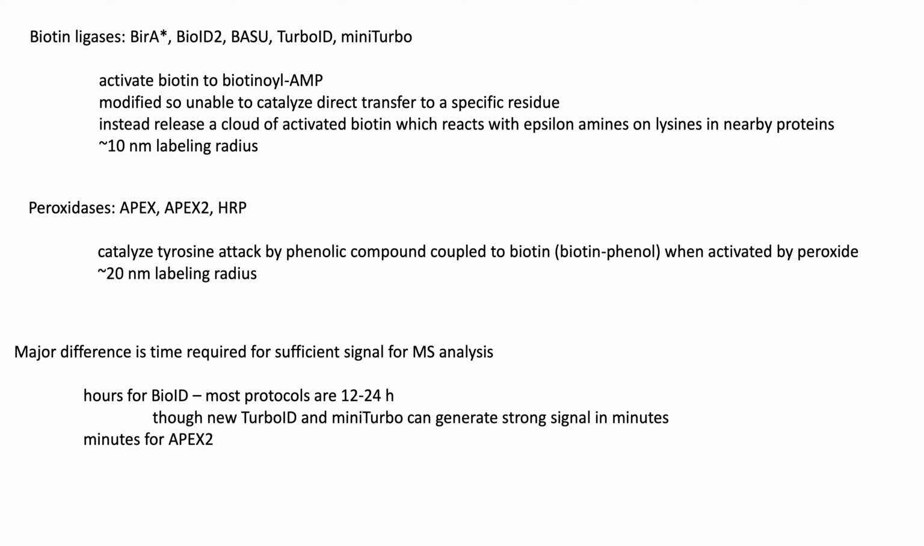These are similar though, so the major difference in the two methods is the time required for sufficient signal for mass spec analysis. BioID experiments are generally performed with labeling of 12 to 24 hours, although the new TurboID and miniTurbo tags can generate strong signals, reportedly in minutes. In contrast, the APEX2 methods, which use peroxide, are definitely performed on a time scale of minutes. So really the approach to go with depends on the type of experiment and what type of labeling speed you need.